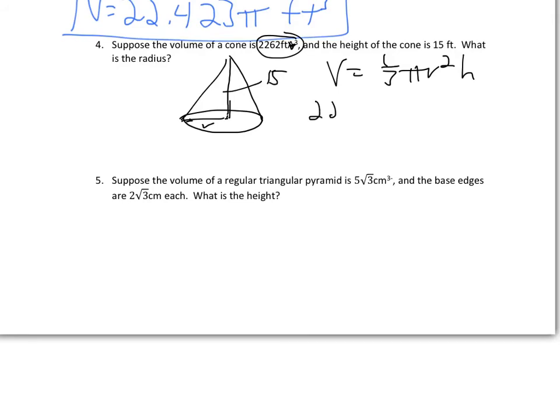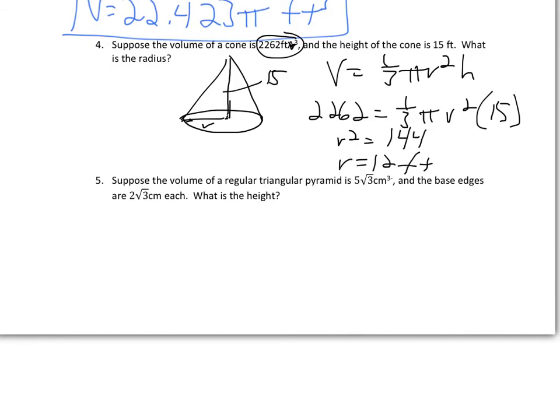So we have 2262 equals 1/3 pi r squared, and 15 is h. So we take that 2262, divide by 15, multiply by 3 or divide by 1/3, and divide by pi. And we'll have r squared equals 144, so r equals 12 feet. That's the radius. And finally, number 5 is pretty tough.